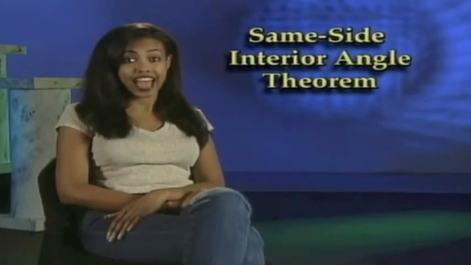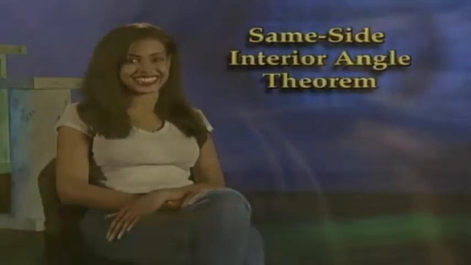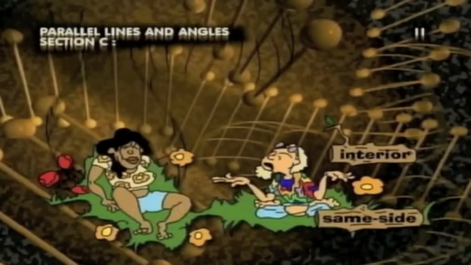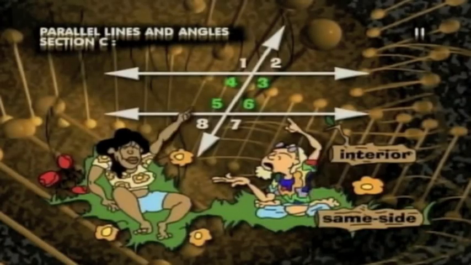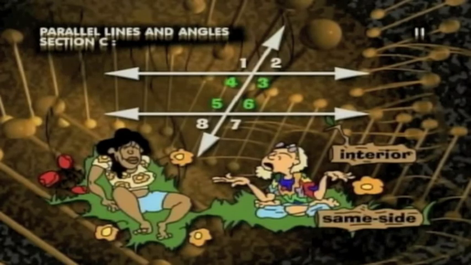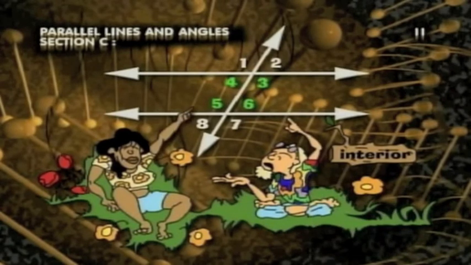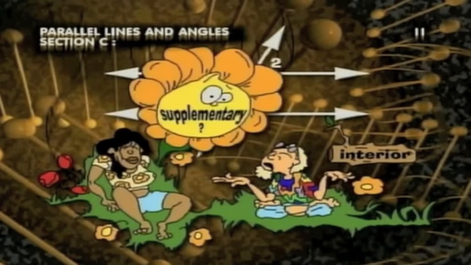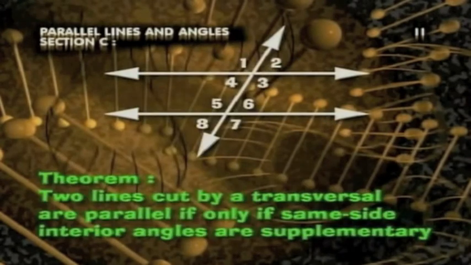It's different. How different? Let's take a look. Remember what same side interior angles are? They're these guys right here. Looking at the diagram, we can see that these angles aren't congruent. It looks like they're supplementary, doesn't it? We'll test our observation by proving this theorem.